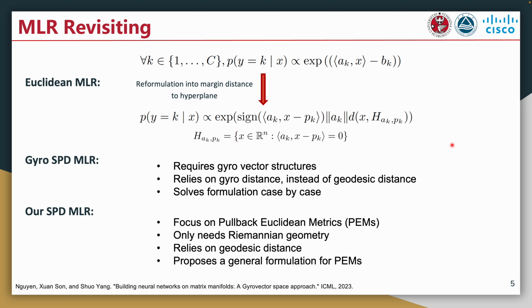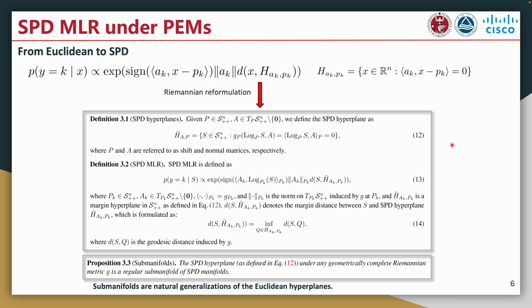In this paper, we found that for the PM, it's not necessary to have a geostructure. We can directly get the closed form expression. Also, for the previous MLR, the solution should be solved case by case, but we directly give the general solutions. So here is how we achieve this goal.